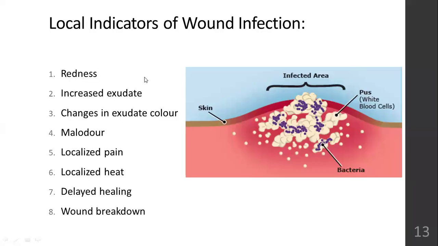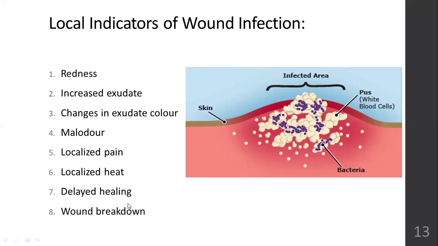Coming to the local indicators of wound infection, you have redness wherever the wound infection is there. Soon after the surgery, as a nurse, you can start observing these areas. In the post-operative ward, you have to keep an eye out for these signs and symptoms. Redness, increased exudate, changes in the exudate color, malodor, localized pain, localized heat. When you touch that area, it is warmer as compared to other parts of the body. Delayed healing. The wound is not healing properly.